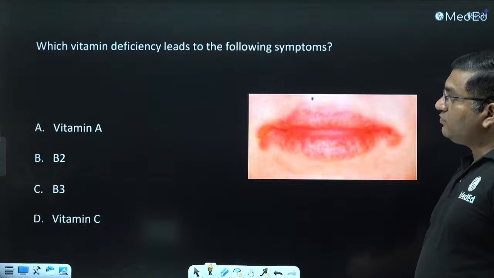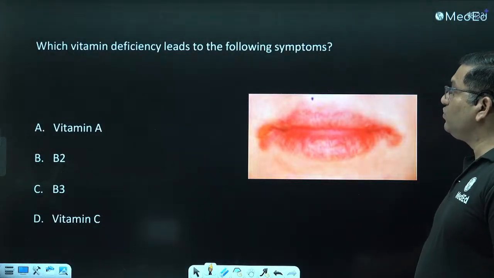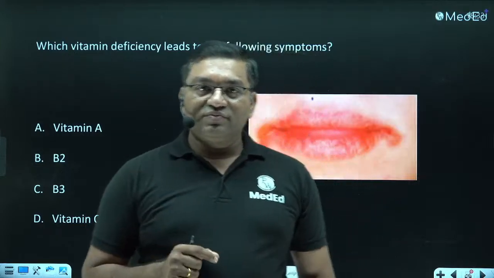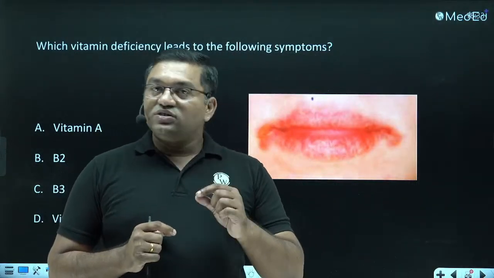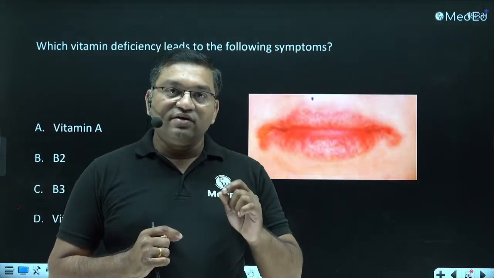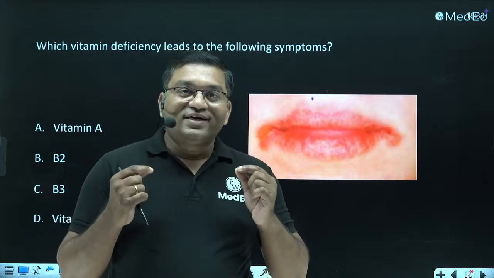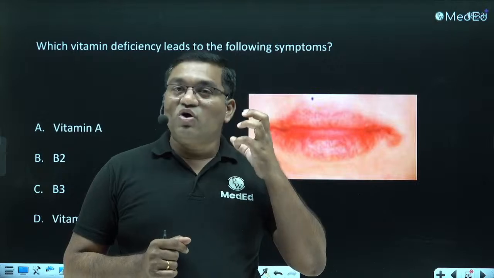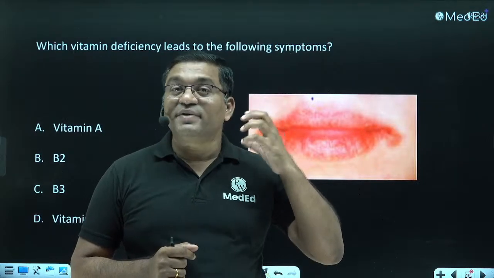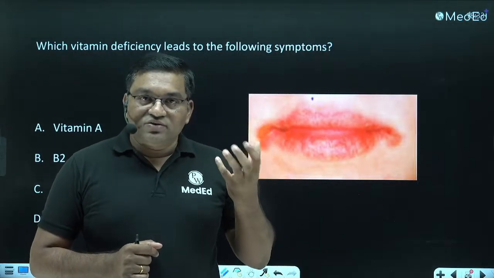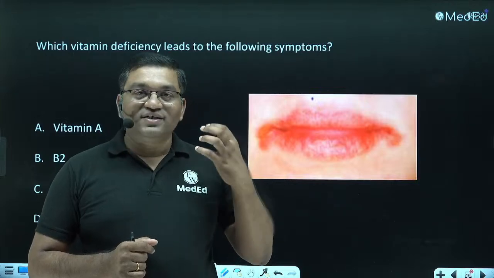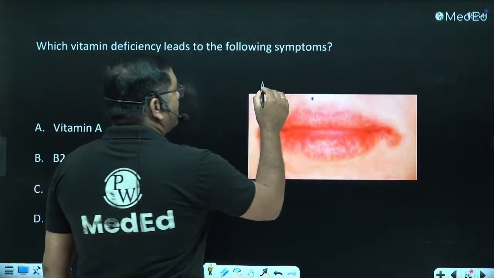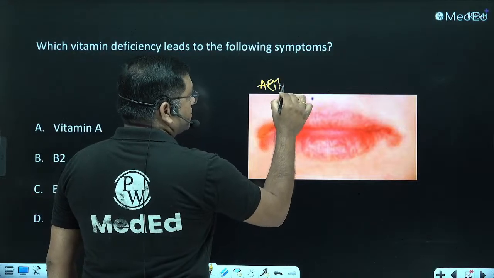Now, which vitamin deficiency leads to the following symptoms? So this is circumoral involvement. For example, cheilosis, glossitis, red colored tongue, angular stomatitis, then seborrheic dermatitis, and circumcorneal vascularization, that is pink eye. So conjunctivitis, cheilosis, glossitis, these are the deficiency manifestations of riboflavinosis.